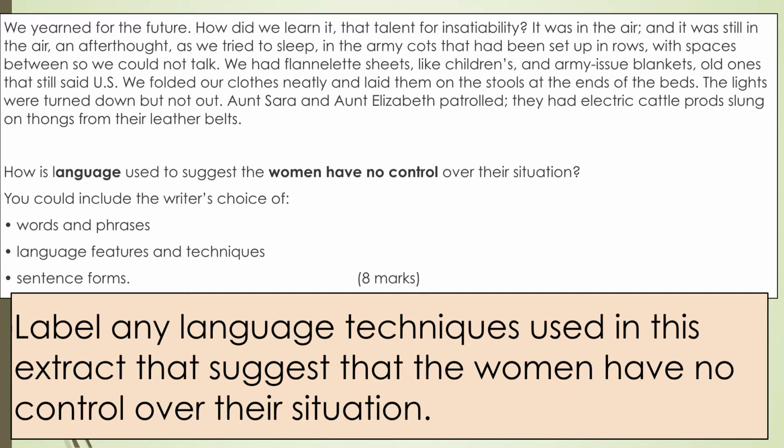So the extract in front of you is what we're focusing on today. It's taken, obviously, from the longer extract that I've given you as a Word document. And the question is, how is language used to suggest that women have no control over their situation? And again, you could include the writer's choice of words and phrases, language features and techniques, and sentence forms, 8 marks. So have a read, pause the video.